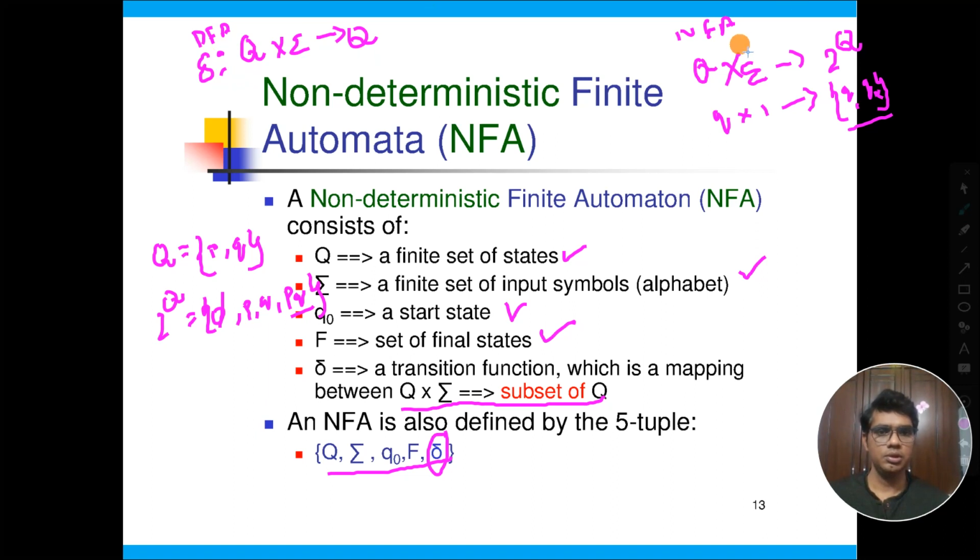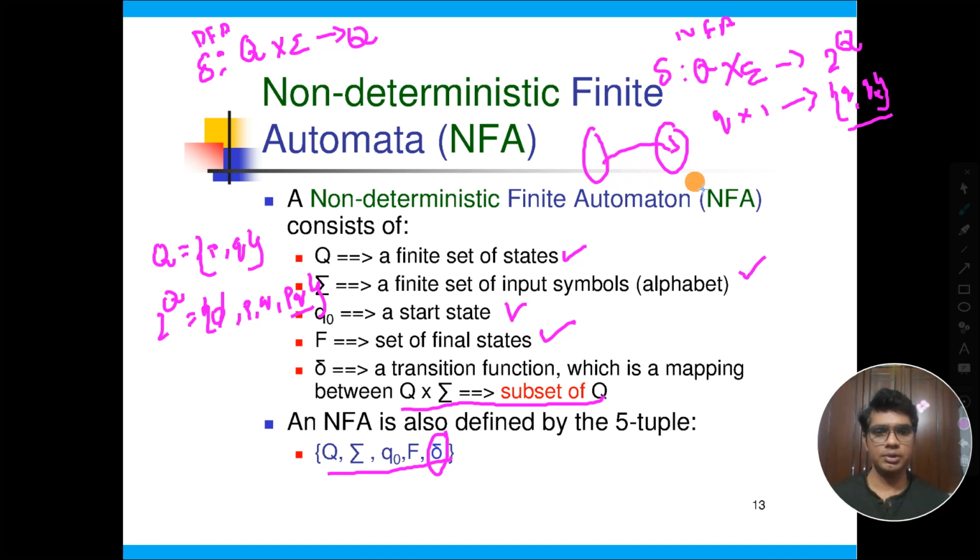Here also the transition function delta. Delta is a function, so we call it the transition function. A function maps one input to another, so one set to another set. Sometimes it may be the same set also.